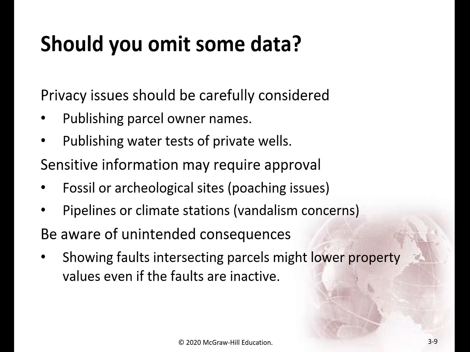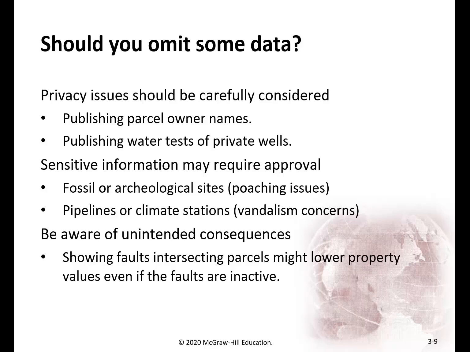Vandalism, or even at this point, blackmail or terrorism could come into question when we are looking at the location of certain pipelines, whether it's issues of oil or potentially even issues of water. Also, showing something like a fault line where it might intersect a specific parcel could lower property values, which could negatively impact the community at large. So it's always crucial to consider what impacts your map and the data that your map is showing may have.